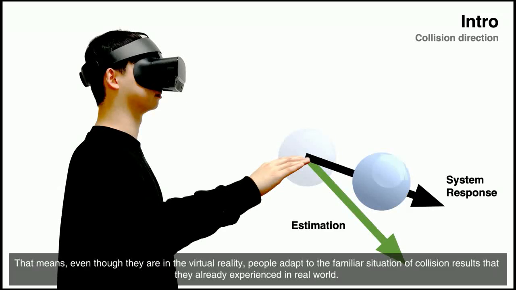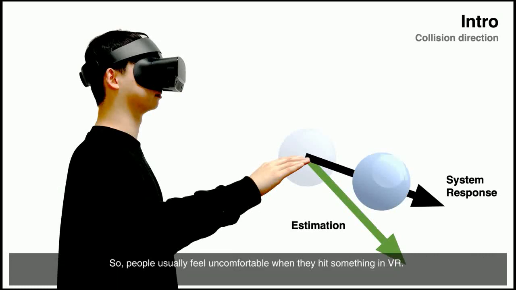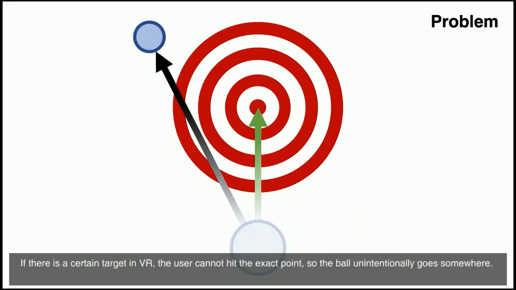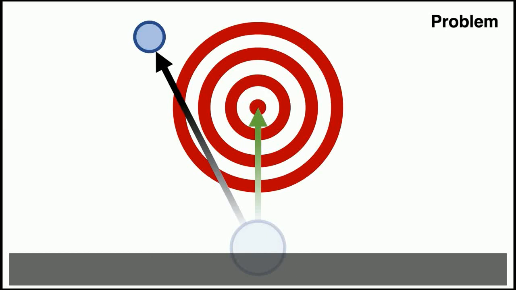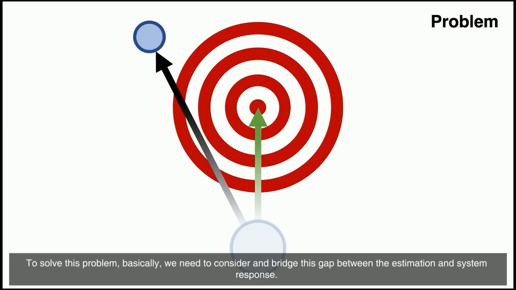That means even though they are in virtual reality, people adapt to the familiar situation of collision results that they already experienced in the real world. So, people usually feel uncomfortable when they hit something in VR. If there is a certain target in VR, the user cannot hit the exact point, so the ball unintentionally goes somewhere. So the results of accuracy and precision are not good. To solve this problem, basically, we need to consider and bridge this gap between the estimation and system response.